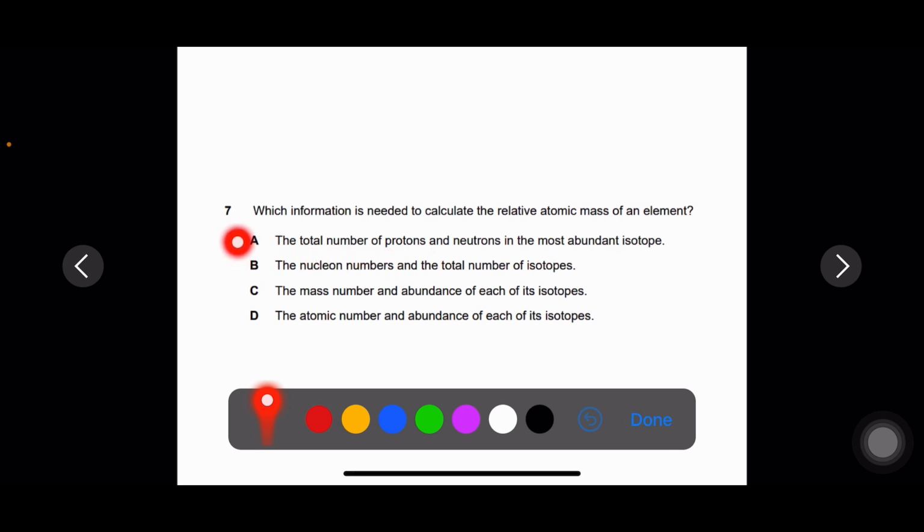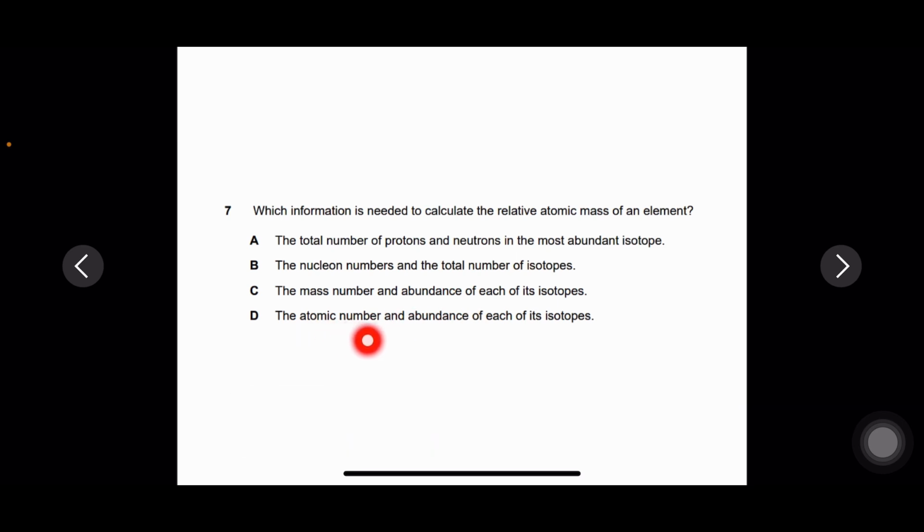Question number 7. Which information is needed to calculate the relative atomic mass of an element? A, the total number of protons and neutrons in the most abundant isotope. B, the nucleon number and the total number of isotopes. C, the mass number and abundance of each of its isotopes. D, the atomic number and abundance of each of its isotopes. First of all, we consider mass number or nucleon number. We don't consider atomic number, so cancel option D already.